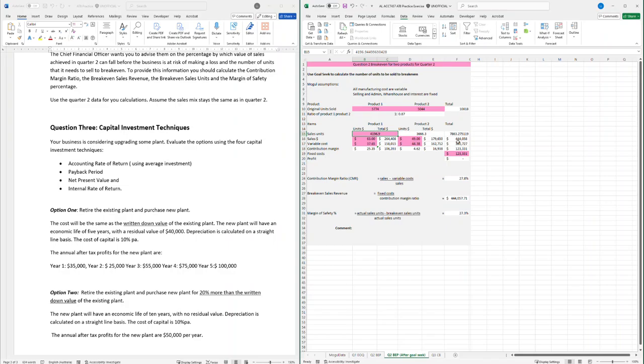So at break even, the profit is 0. If your actual sales unit is 4,196.90, it's a strange one. So yeah, rounded up, in reality it's 4,197. Your profit will be 0, and you have a margin of safety percentage of 27.3%. That is, the sales will drop by 27.3% before you make a loss. So it's not too bad at all. Okay. So now that's your question 2, and let's move on to question 3, which is capital investment techniques.